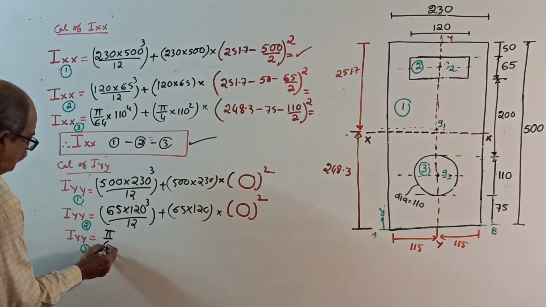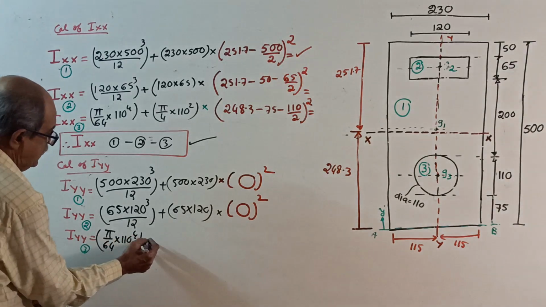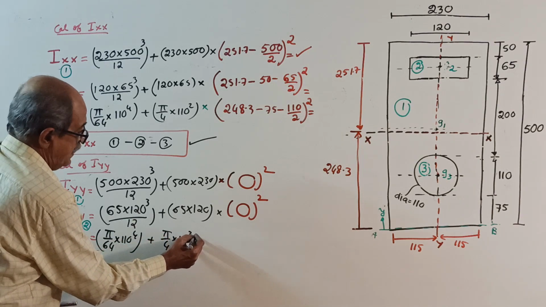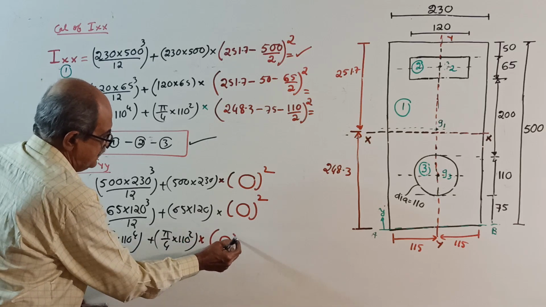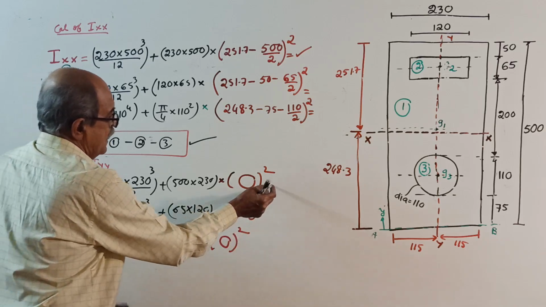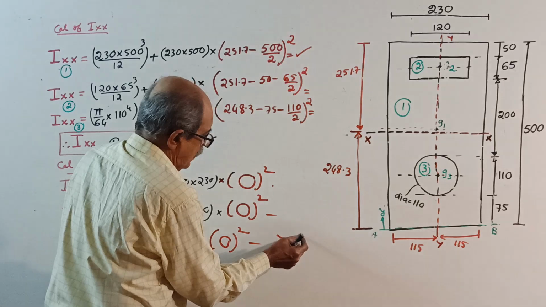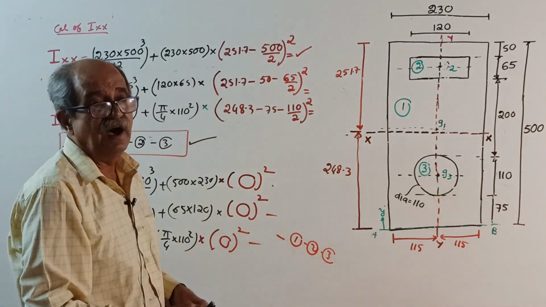I about Yy for the circle, about its own centroidal axis: pi by 64 of 110 power 4, Ig, plus area pi by 4 of 110 square into 0 square, once again. Calculate, calculate, calculate. Final Iyy is 1 minus 2 minus 3. I told you, write the answer.